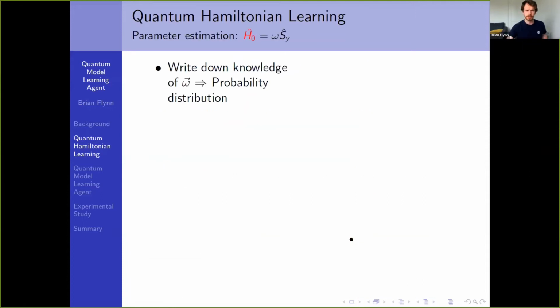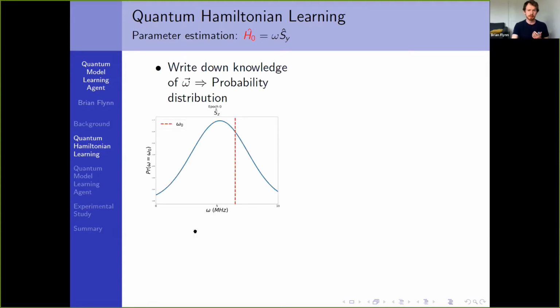So how am I going to do QHL? I'm going to start off by writing down what I do know about omega. I shouldn't know too much. I don't want to give myself too many advantages, but let's say I know in advance the order of magnitude, and it lets me write down, say, initially that it's between 0 and 10 megahertz, and I write it down as a Gaussian distribution. So what I've got here is a probability distribution, or if you like, because we're in a Bayesian framework, I can think of this as my belief that each parameter is the correct parameter. And what we're looking for is that the red dotted line is in fact the target parameter we're shooting for.